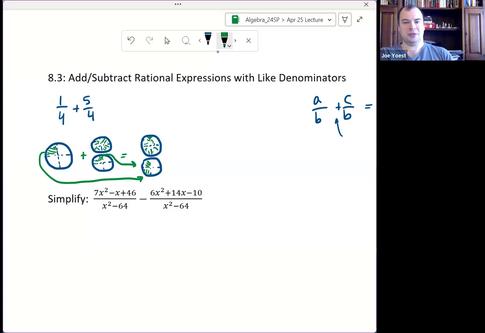My denominator stays the same. My slices are quarter pizza size slices, so that doesn't change from the left side to the right side. What changes is I'm taking one slice of pizza from the first bit and then 5 slices of pizza from the second bit and combining them together, and that makes a total of 6 slices of pizza.